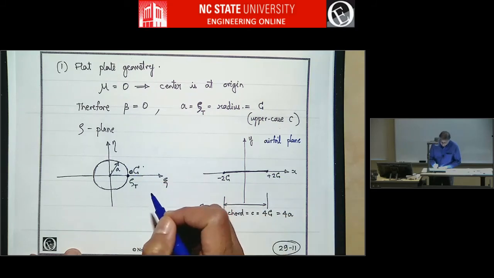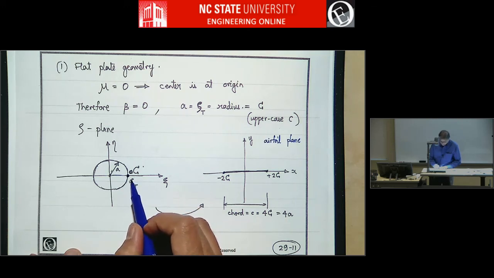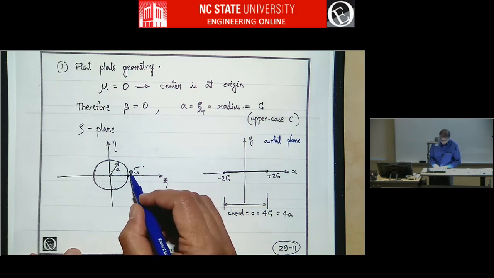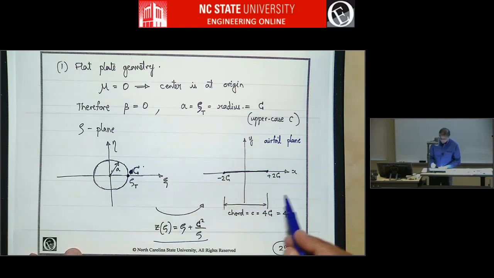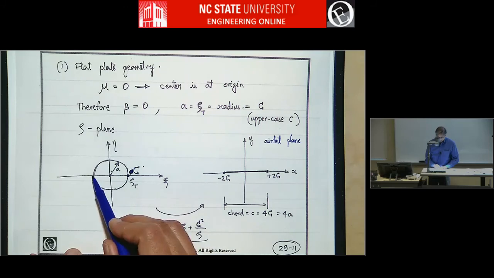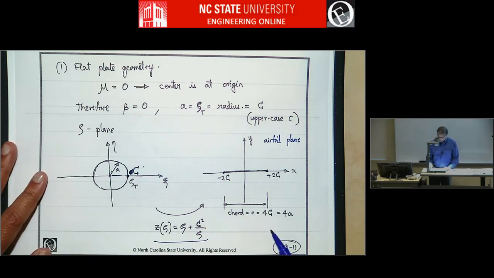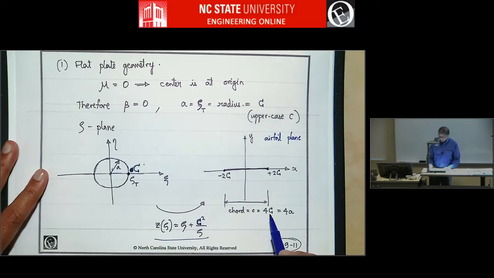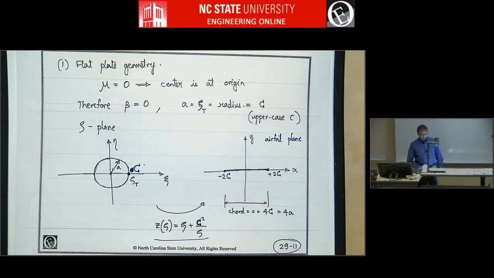Let's say, I guess, yeah, I think this point is C. Yeah, this point is C. I don't know what this symbol is. If this point is capital C, this point will become plus 2C, and this point will become minus 2C. So this is the chord of the flat plate, which is 4 times C. C here is this transformation variable. Anyway, so C is 4 times the radius. So the chord is 4 times the radius.